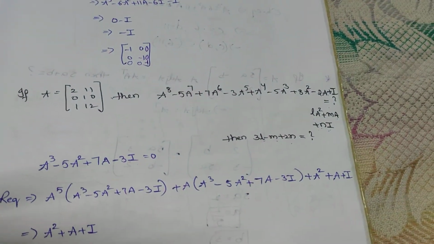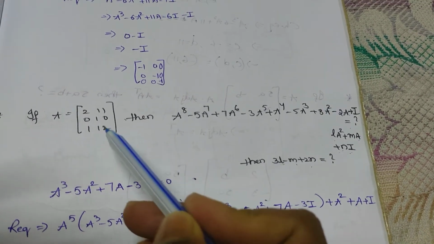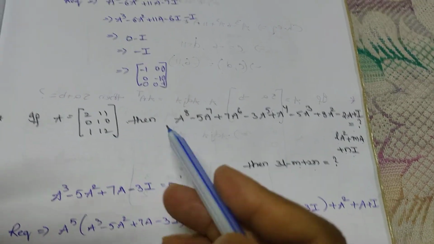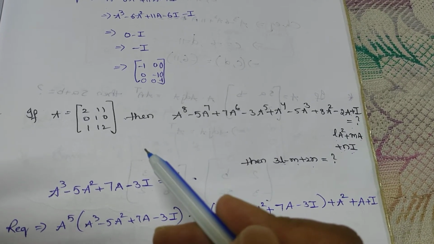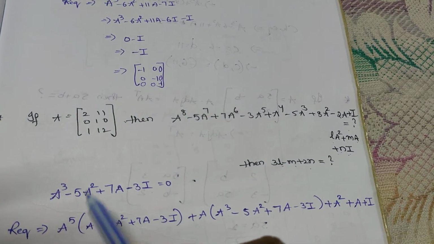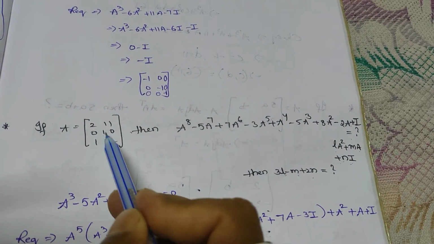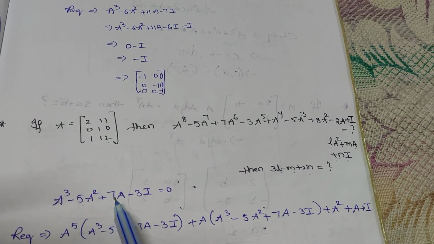So generally for problems like these, first you go for the characteristic equation. What is the characteristic equation? A cube minus lambda 1 A square plus lambda 2 A minus lambda 3 I is equal to 0. What is lambda 1? Sum of the principal diagonal elements, 2 plus 1 plus 2, that is 5, so minus 5A square plus lambda 2.